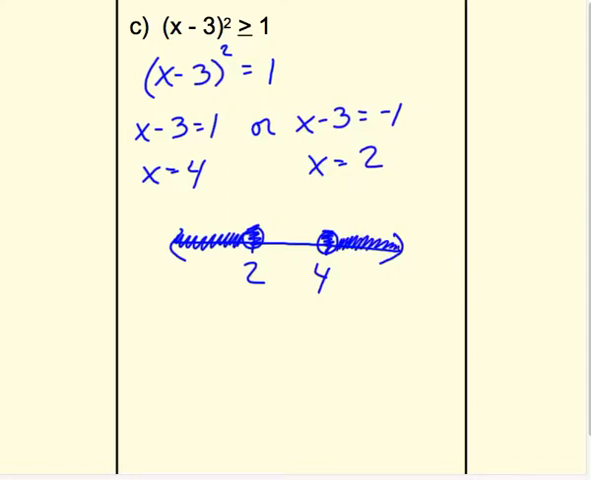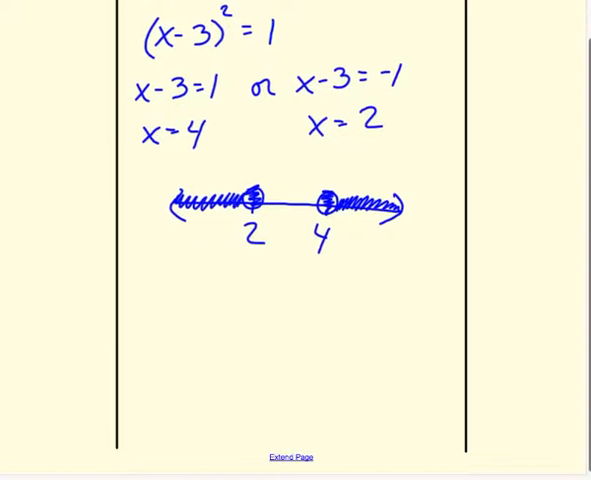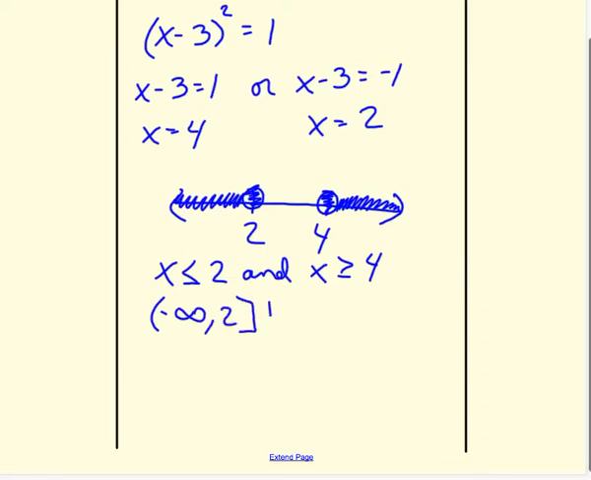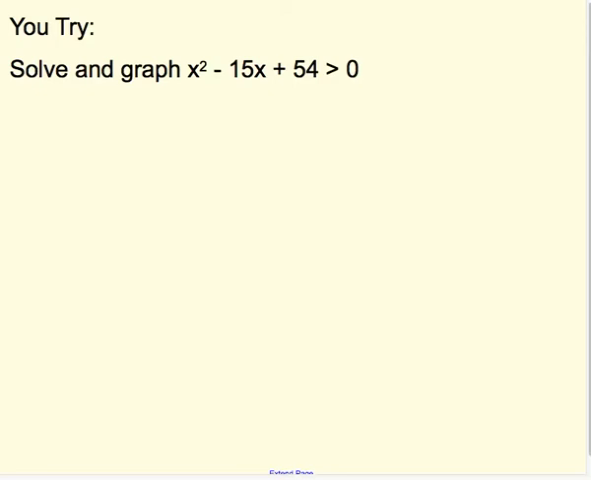So this time, when we represent our solution, we would have to say x is less than or equal to 2, or x is greater than or equal to 4. Using set notation, we would say from negative infinity to 2 inclusive, union 4 to positive infinity. And your U-try question.